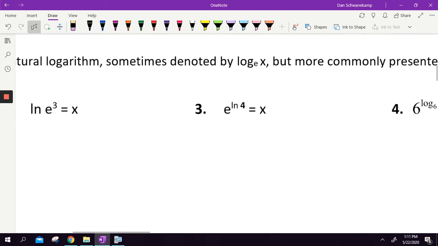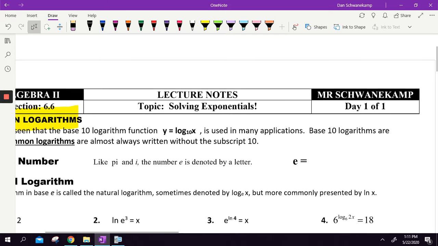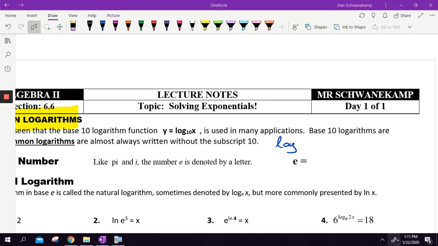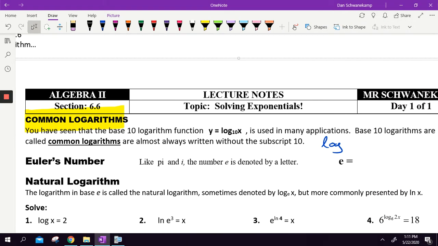Same thing is true. If you look at a calculator, you're going to see the word log. When you see the word log, it is simply log with a base of 10. So just be aware, if you see log, it's got a base 10 there to set it up.